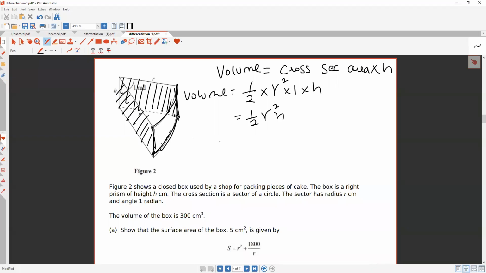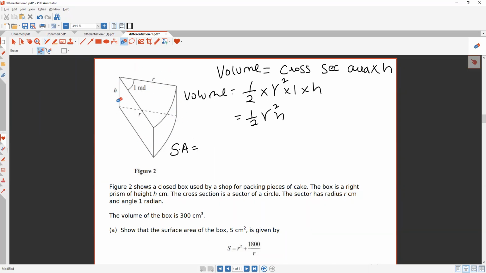Okay. So I have three rectangles over here. Let me write surface area. So surface area is h into r. Then I also have another one, h into r, plus I have this as well. What is this? This is arc length. What is arc length? Arc length is r theta, that is r into 1.